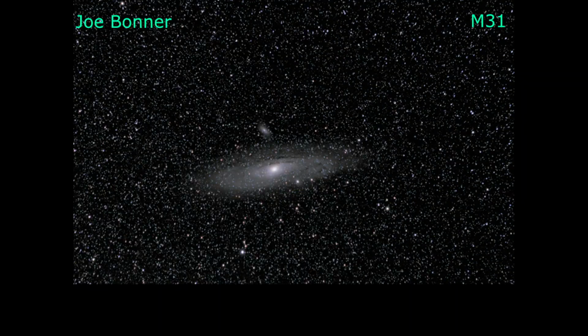So I have just one for you today. This is your friend of mine, M31 in Andromeda. This is 34 2.5-minute light frames taken with an unmodified Canon T2i, 170 millimeter lens, and mounted on an iOptron Sky Tracker.